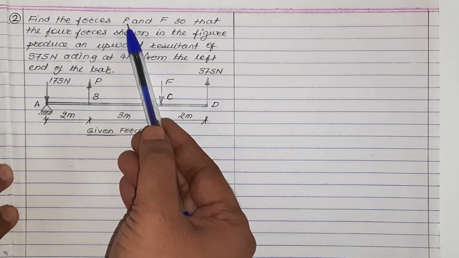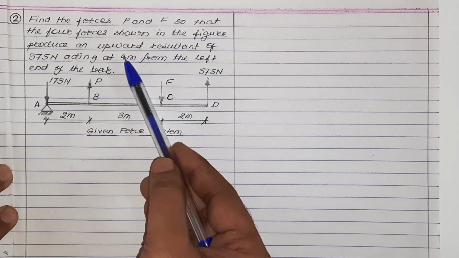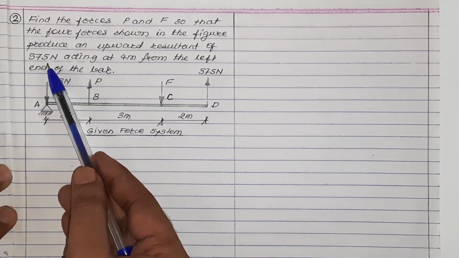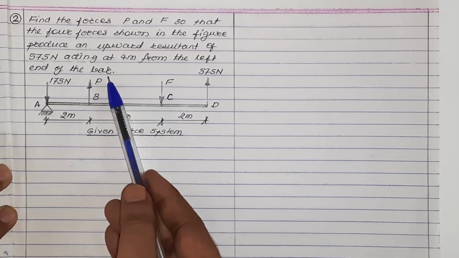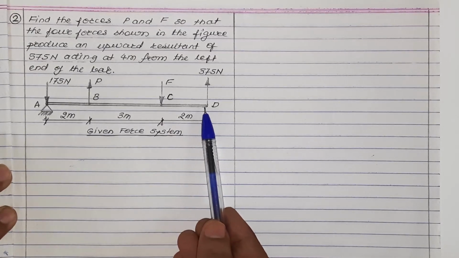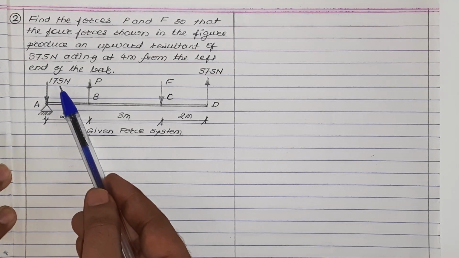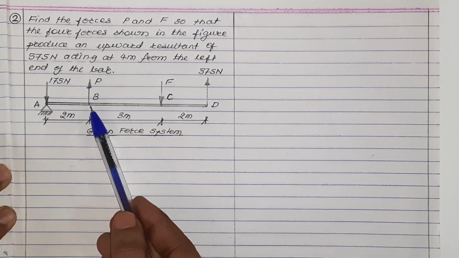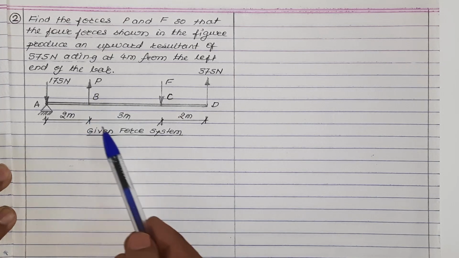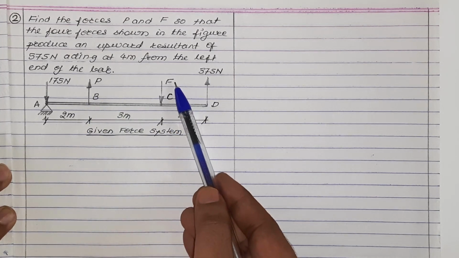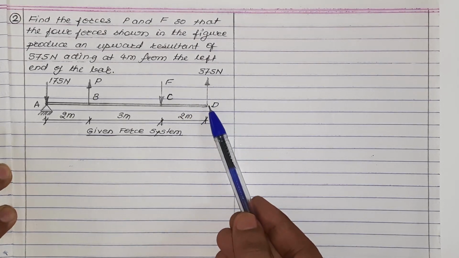Find the forces P and F so that the four forces shown in the figure produce an upward resultant of 575 Newton acting at 4 meter from the left end of the bar. So this is the bar which is given, A, B, C, D. At A we have a support. It is subjected to 175 Newton downward force. At point B, 2 meter away from A, upward force P is acting. Thereafter at point C, force F is shown acting downward. And this is 375 Newton which is acting at point D, which is upward.